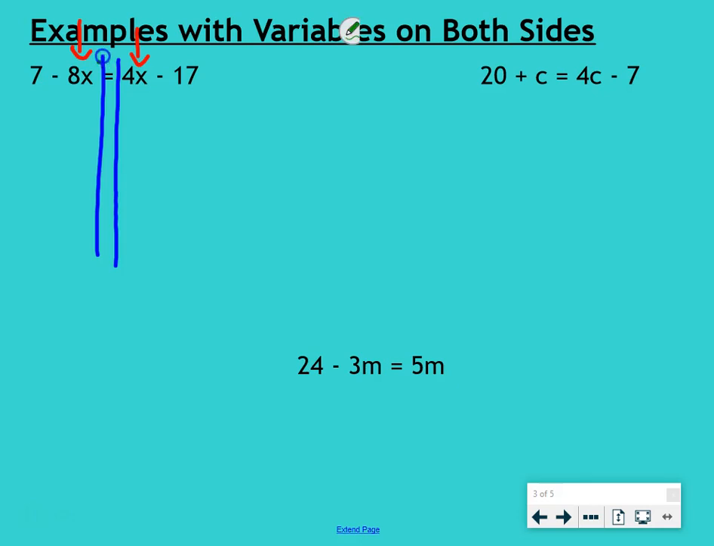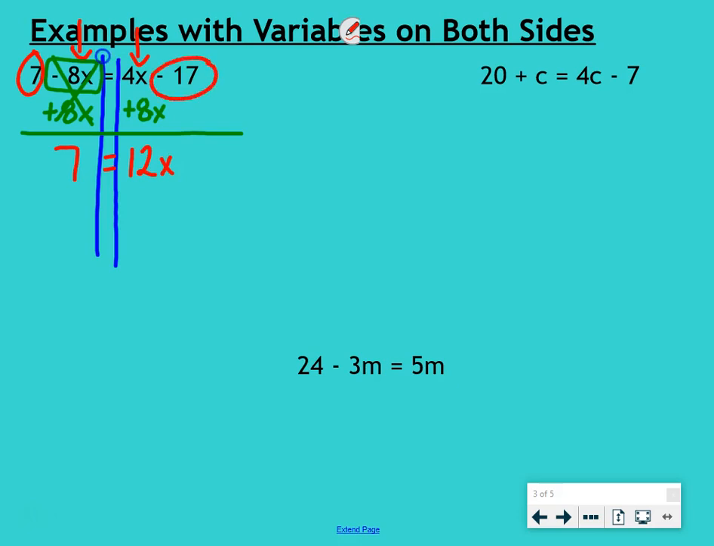So on this side, we have a minus 8x. To undo a minus 8x, to get it over on the other side, we have to do the opposite, which is plus 8x. Negative 8x plus 8x is 0. It crosses off. We're left with this 7 over here on the end, so the 7 is going to come down. 7 equals 4x plus 8x equals 12x minus 17.